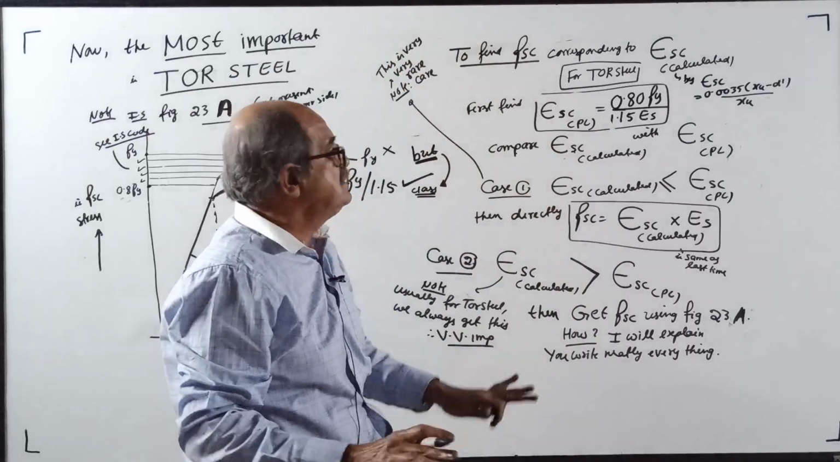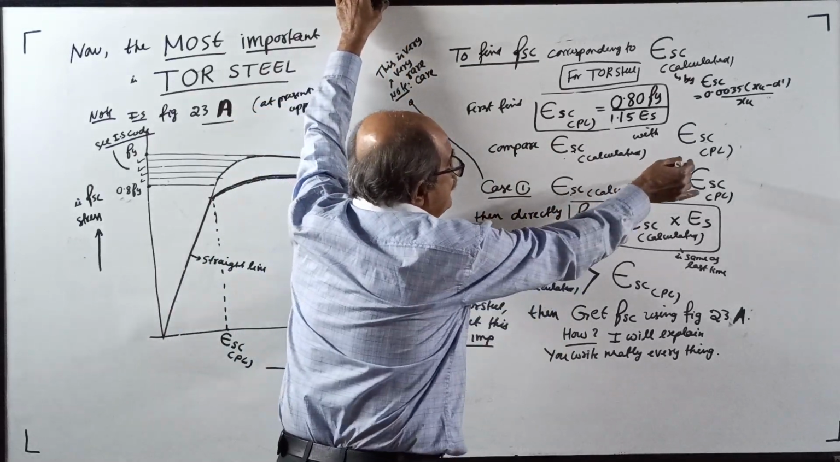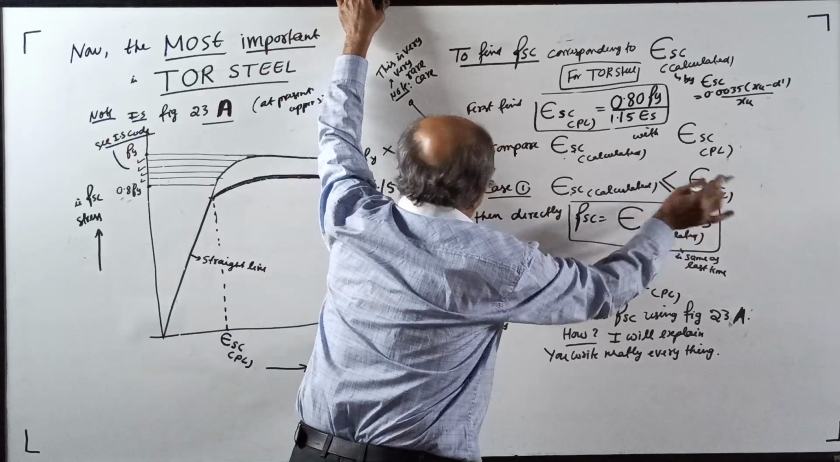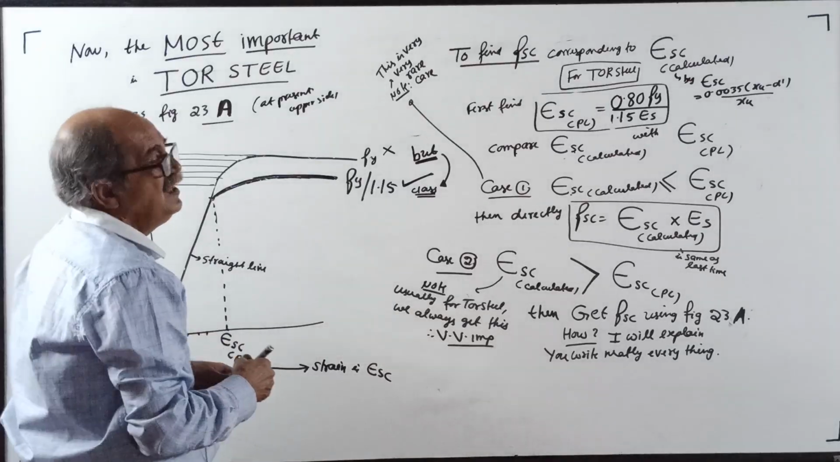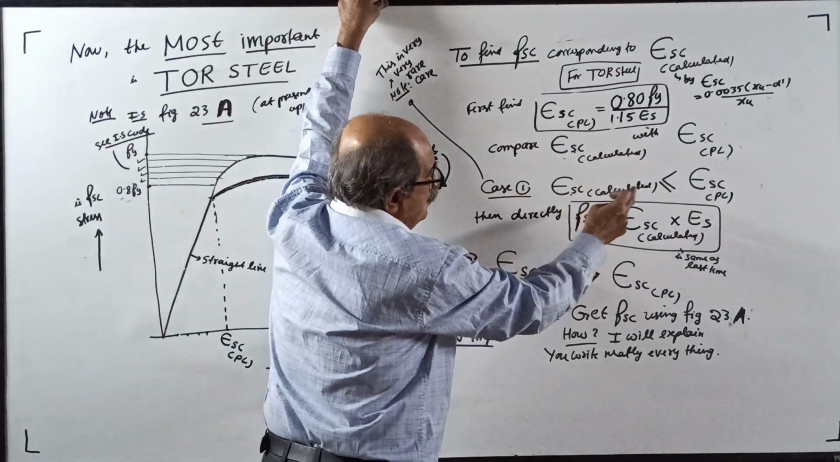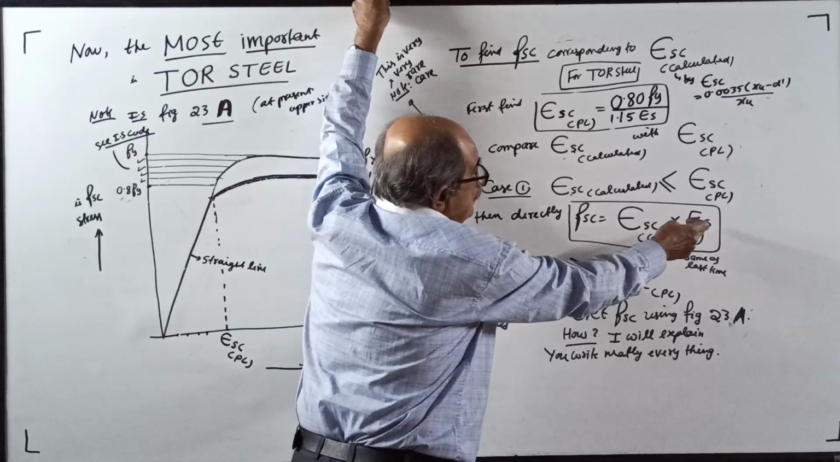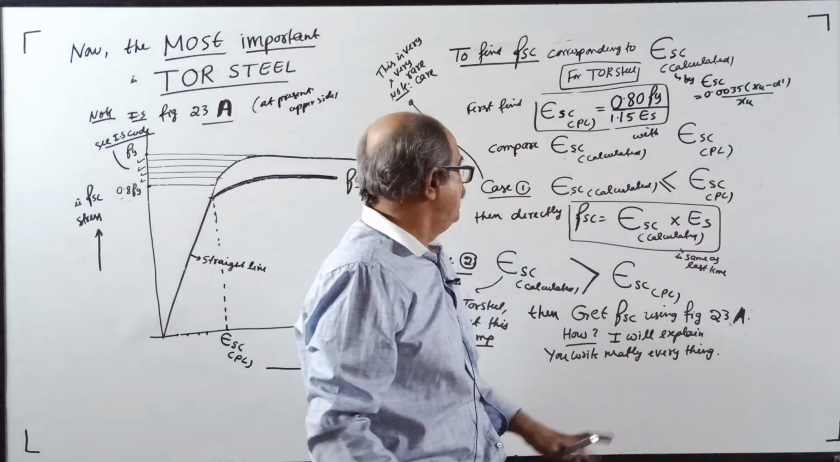Now compare epsilon SC calculated with epsilon SC PL. That is the same as mild steel. Case 1, epsilon SC calculated is less than epsilon SC PL, which means you are somewhere here. Then it is the same as mild steel. Directly, FSC is equal to epsilon SC calculated into ES. You write here: same as last time for mild steel.